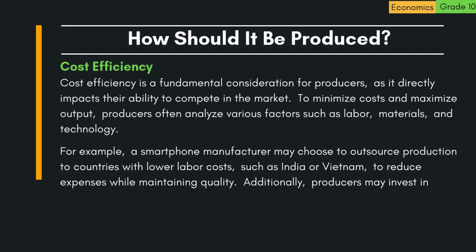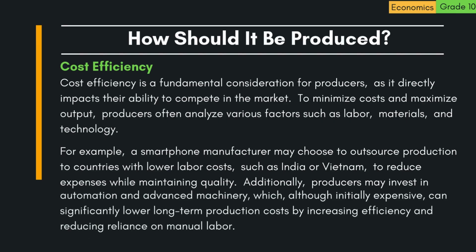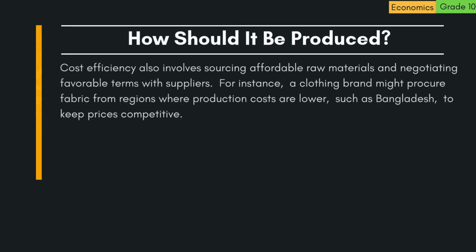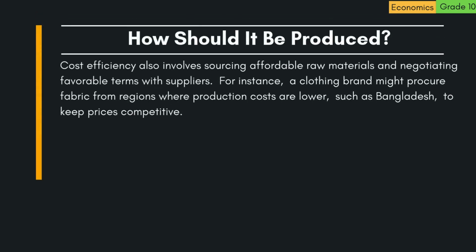Additionally, producers may invest in automation and advanced machinery, which, although initially expensive, can significantly lower long-term production costs by increasing efficiency and reducing reliance on manual labor. Cost efficiency also involves sourcing affordable raw materials and negotiating favorable terms with suppliers.